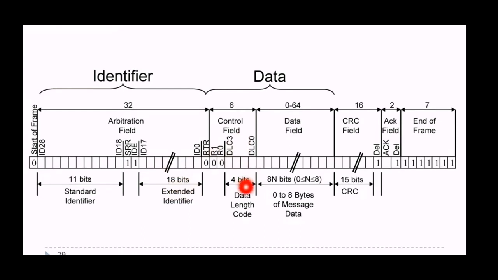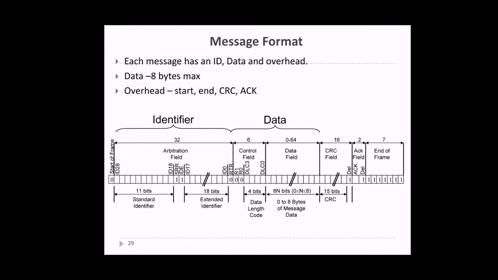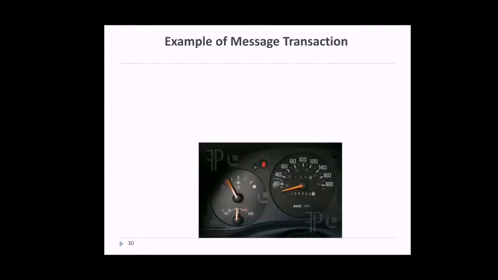The control field is only 4 bits. In data it is 0 to 8 bytes of message, so per frame you can accommodate 8 bytes of data. CRC is 15 bits, and the other fields have 1 bit each. This is how data flows on the CAN bus with the accommodation of these fields. Each message has an ID, data and overhead. The data is 8 bytes max, and the overhead is start, end, CRC, acknowledge.